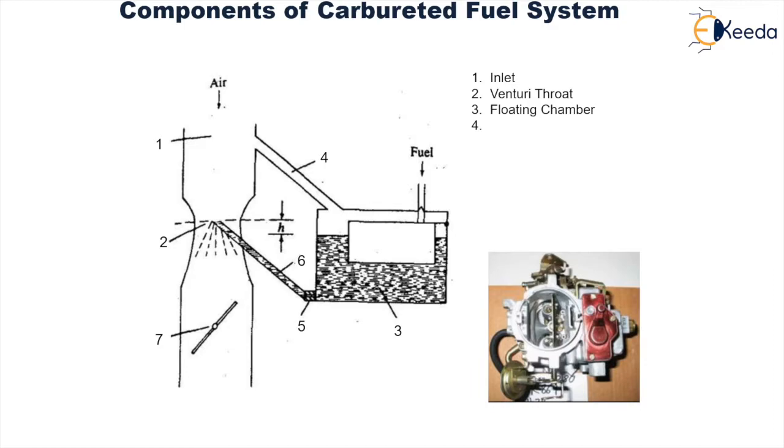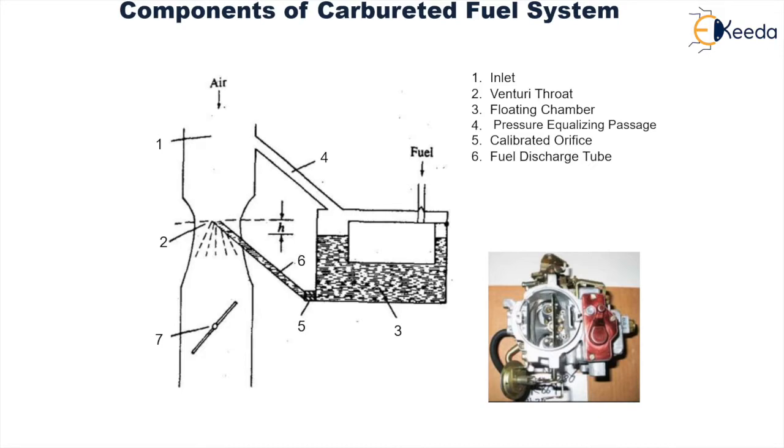And point number four is the pressure equalizing passage. When the pressure drop takes place to a larger extent, some amount of air is let into the float chamber to equalize the pressure. Then fifth is the calibrated orifice, which will meter and regulate the amount of fuel which is supplied from the floating chamber to the venturi throat.